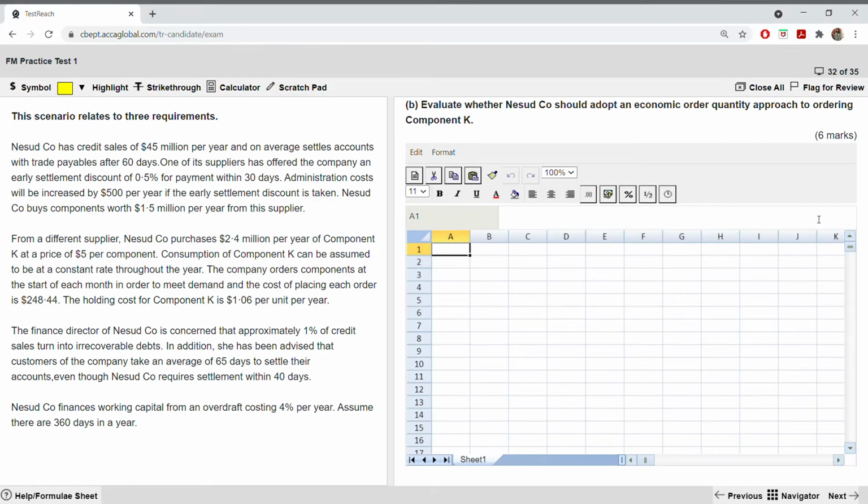6 marks. Case study same. We have read it, so it's not required to read it again, but in case you forgot or you want to reread it, you can reread it again. Again, if you see here, the word comes again, evaluate, same word, that means pros and cons. Evaluate whether the company should adopt an economic order quantity approach to ordering component K. You definitely have to use some kind of formula here because we have a formula for that economic order quantity. It is there in your formula sheet. So if you haven't memorized the formula, it's okay. You can use a formula.